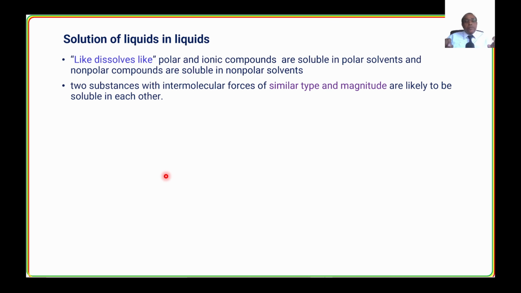Or in other words, two substances with intermolecular forces of similar type and magnitude are likely to be soluble in each other. So they need to have the same type of intermolecular force of attraction. Even the magnitude should be very similar. In that case they will be soluble in each other. If you look at liquid solutes and liquid solvents, we are talking about miscibility. If they mix with each other, we call them miscible. If they are not mixing, we call them immiscible.